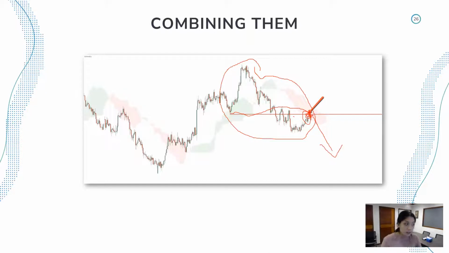Sometimes you cannot be 100% sure that the price is going to go that way, but it's at least 80 to 90%. But what if the price is not going to go in the direction of a bearish reversal? It's going to have a breakout here. If it has a breakout here, it's going to be bearish.